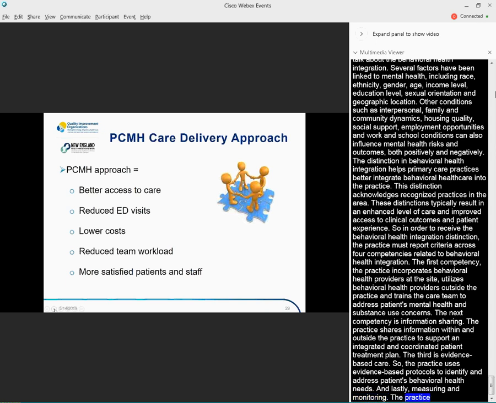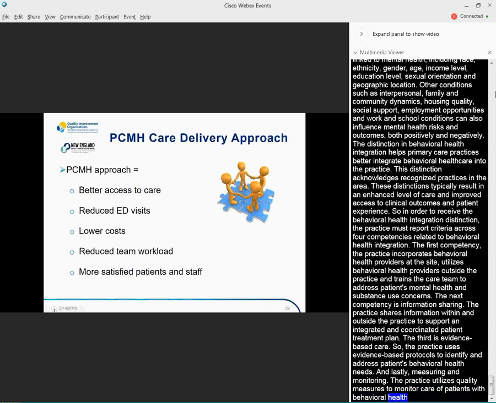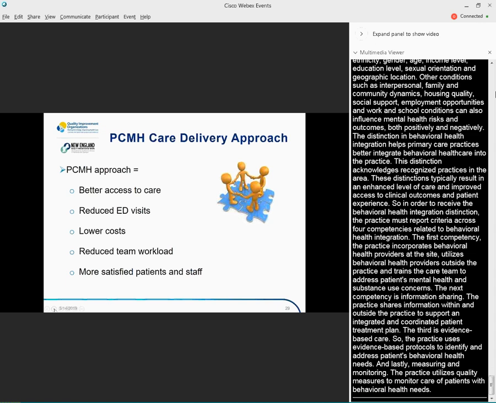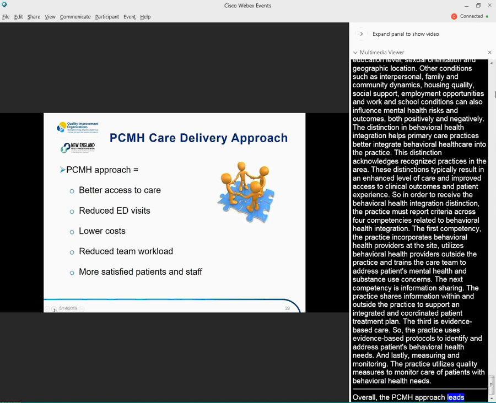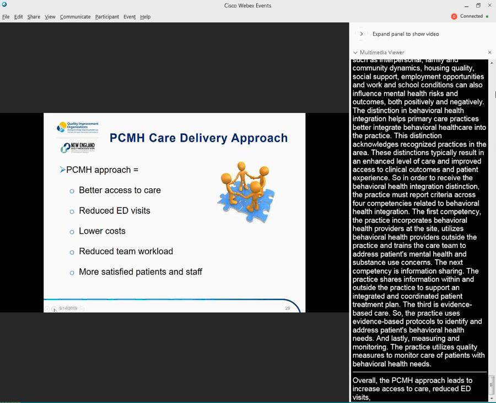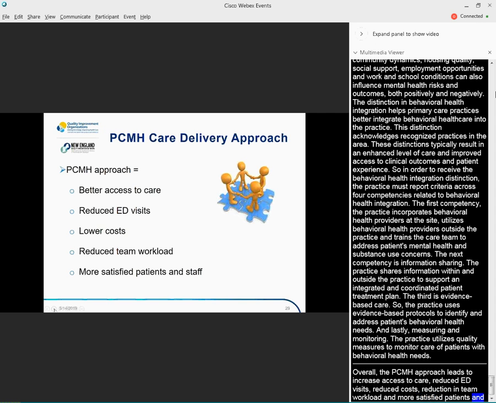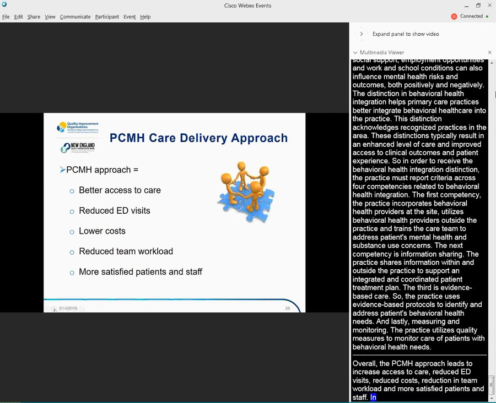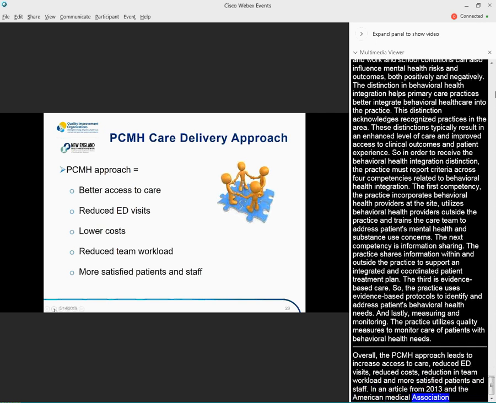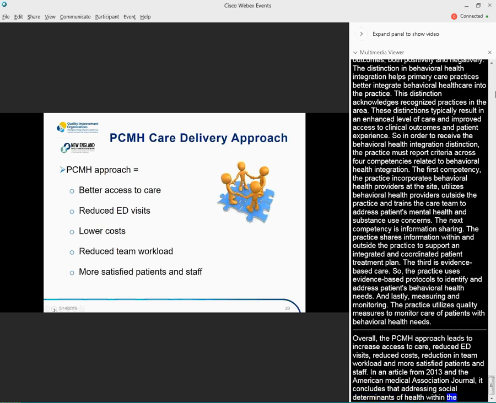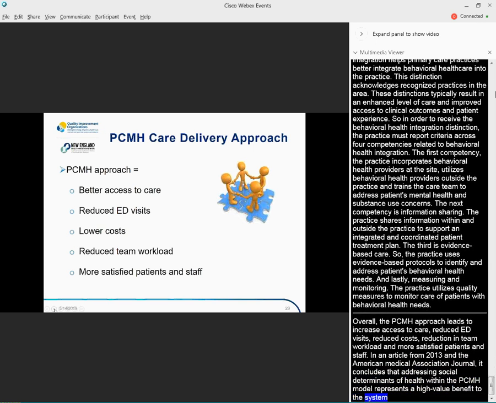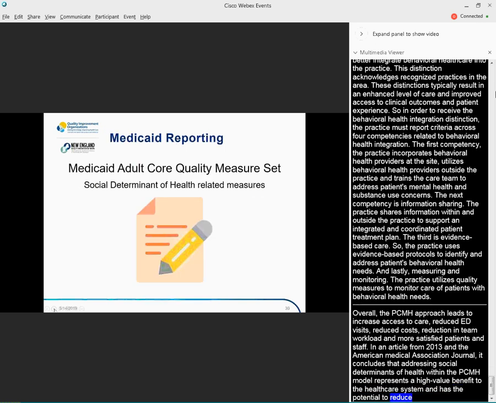Overall, the PCMH approach leads to increased access to care, reduced ED visits, decreased costs, a reduction in team workload, and more satisfied patients and staff. In an article from 2013 in the American Medical Association Journal, it concludes that addressing social determinants of health within the PCMH model represents a high-value benefit to the healthcare system and has the potential to reduce the long-standing socioeconomic disparities in health that continue to persist.